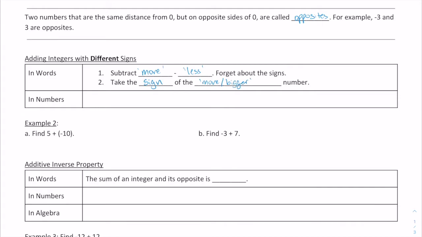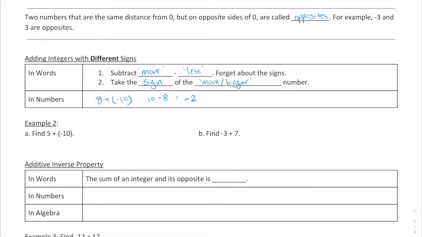So for example, if I have 8 plus negative 10, subtract the more minus the less. Forget about the signs. My bigger number is 10, so I take 10 minus 8 and I get 2. Then my final step is to take the sign of the more or bigger number. In my original problem, which one was bigger, 8 or negative 10? It was negative 10. The sign of that is negative, so my final answer has to be negative.